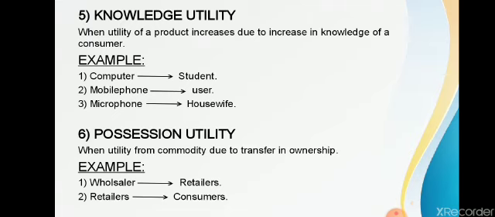So the first one is when students get the knowledge about how to use the computer, it is an example of knowledge utility. Secondly, when the users of the mobile phone get better knowledge about the various techniques of how to use the mobile phone. Thirdly, when the housewife gets better knowledge about how to use the microwave oven in the house. So all these examples, the computer, mobile phone and the microwave oven, are good examples of the knowledge utility. Is this clear?